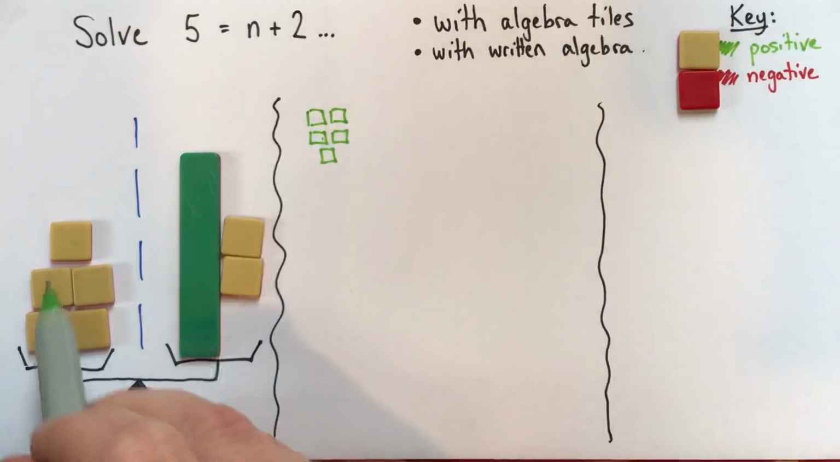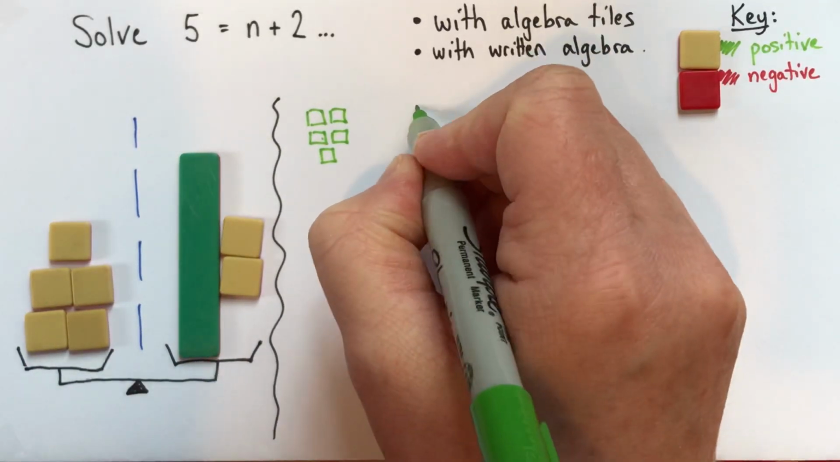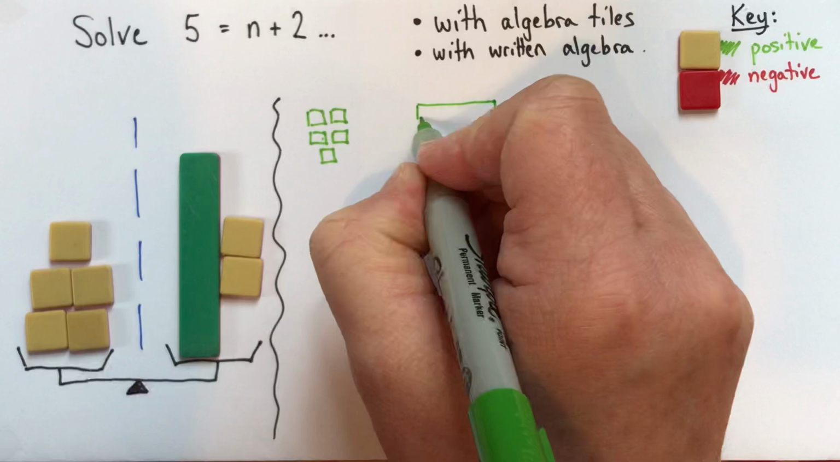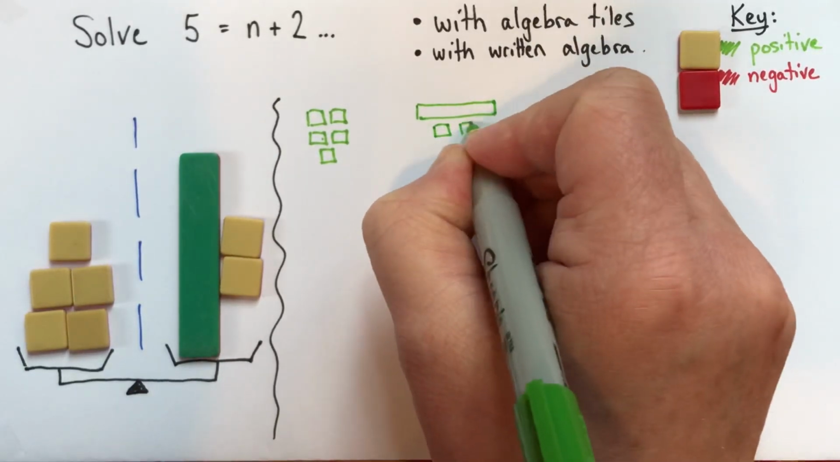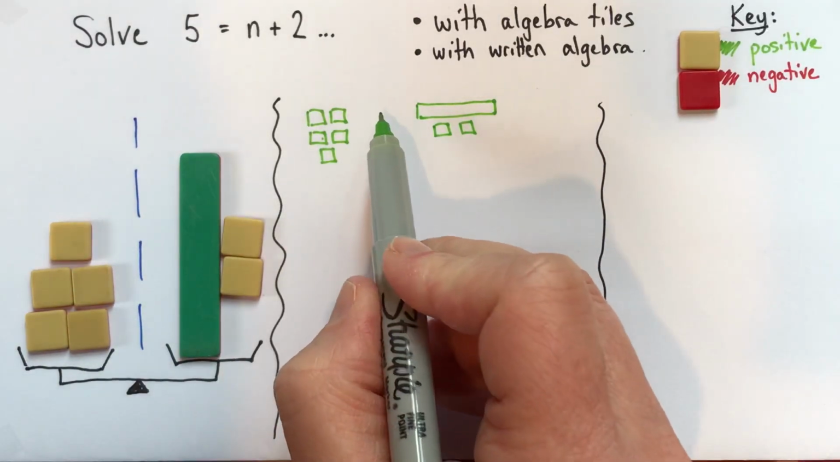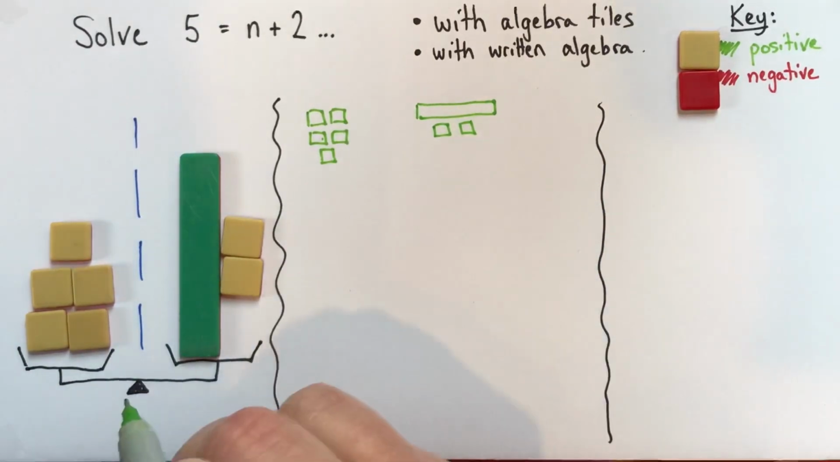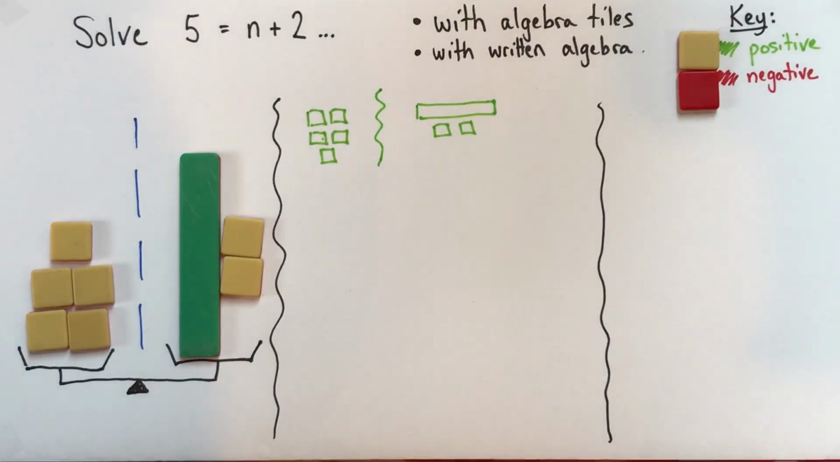Okay, so we've got 5, and on the other side we have an n plus 2. I think I'm going to draw the n just the long way because it'll help me save space for no really important reason. And then to separate my sides in my drawings, instead of drawing a little scale every time, I'm going to use a diagonal line as an equal sign. Okay, just like I use the dotted line over here.